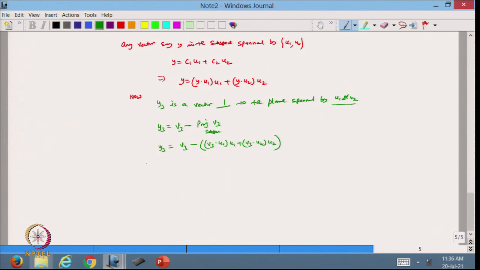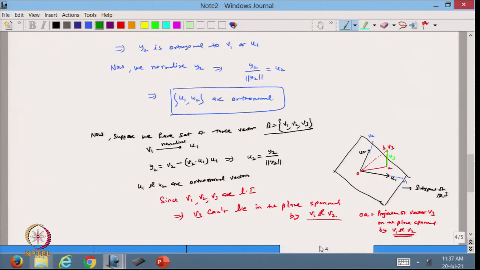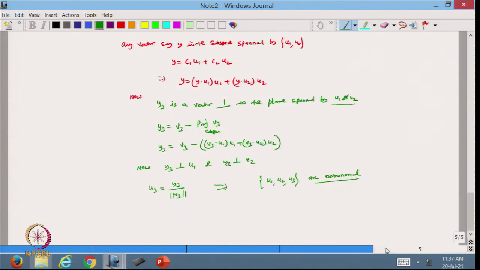Now y3 is perpendicular to u1 and y3 is perpendicular to u2. What I do is take y3 and divide by its magnitude, and I call it u3. So now I can say that my vectors u1, u2, u3 are orthonormal, because they are perpendicular to each other and their magnitude is also 1. This is basically how we can proceed to make the given linearly independent set into an orthonormal set.